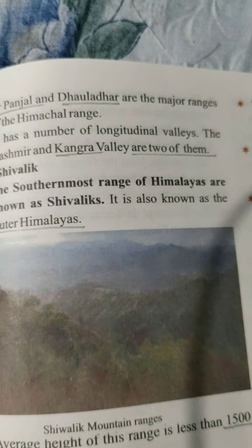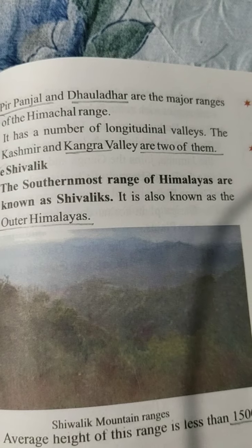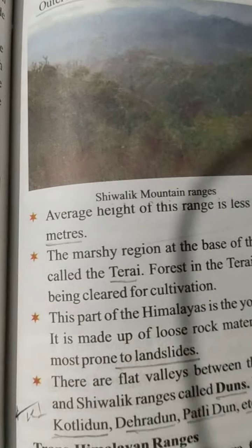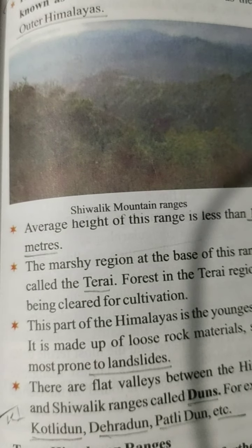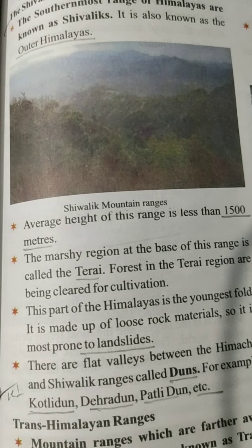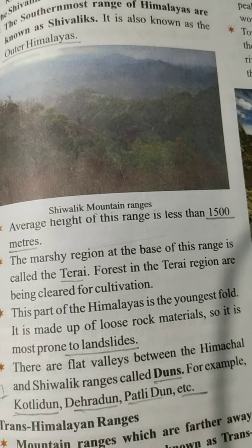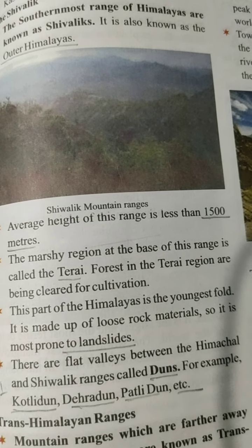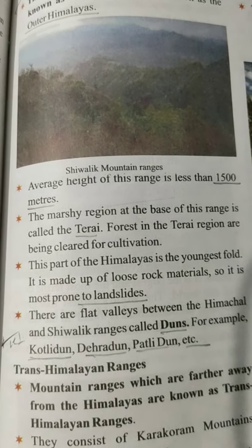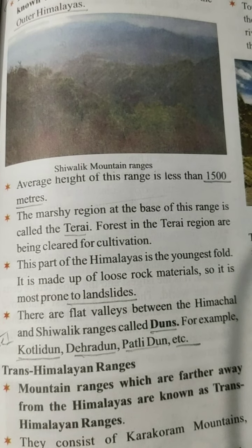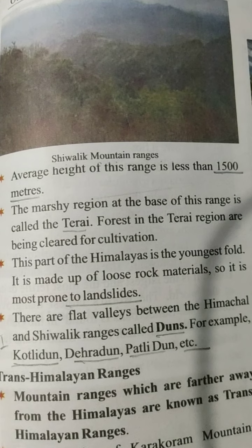The Sivalik. The southernmost range of the Himalayas is known as Sivaliks. It is also known as the Outer Himalayas. The average height of this range is less than 1,500 meters. The marshy region at the base of this range is called the Terai. Forests in the Terai region are being cleared for cultivation. This part of the Himalayas is the youngest fold. It is made up of loose rock material, so it is most prone to landslides.